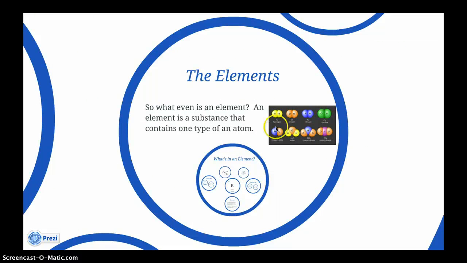Hi everybody. So we're going to be talking about atoms in the periodic table. But before we start on that, there are a couple of basic things we need to know about chemistry. The first thing is an element. An element is a substance that only contains one type of atom. For example, the gas hydrogen only contains one type of atom. Thus, it is an element.